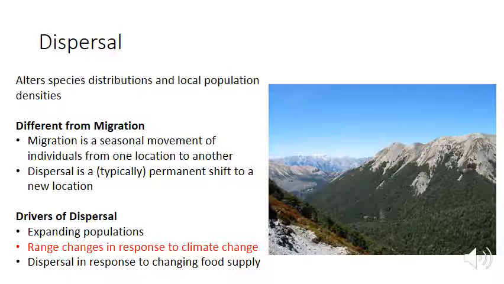The second driver of dispersal is range changes in response to climate change. A good example of that would be along elevation gradients. You can see this mountain range on the right. You see a really distinct tree line at a certain point on those mountains, and that's because higher than that tree line, the temperature is too cold for those trees to maintain a population.